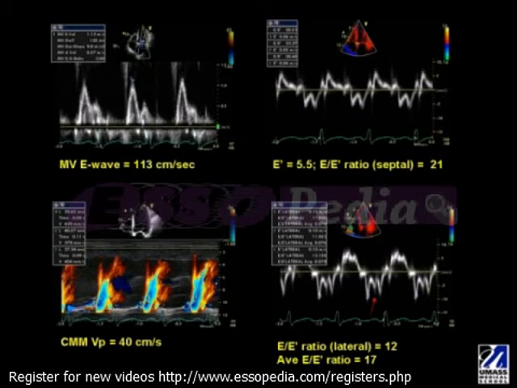Off to the right, you see that the E prime velocity was measured equaling just 5.5 centimeters per second. So the E to E prime ratio from the septum equals 21. Down below, the color M mode velocity propagation equals 40 centimeters per second. And then off to the right, because of wall motion abnormalities, we measured the lateral E to E prime ratio, and you see that equals 12. So the average E to E prime ratio equals 17.